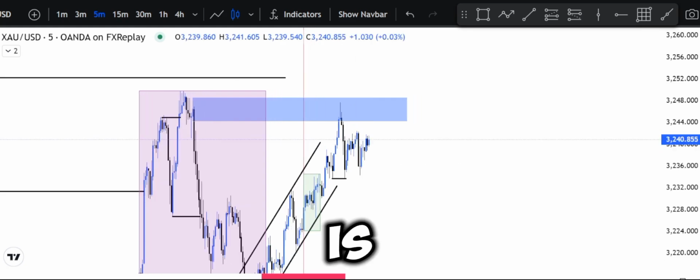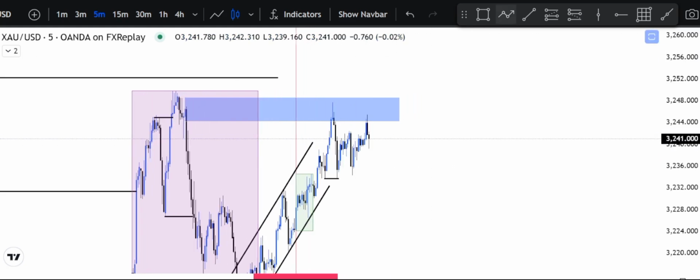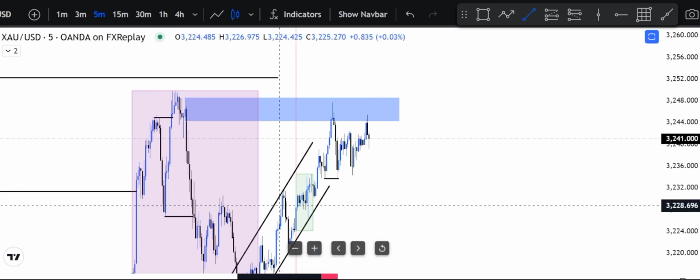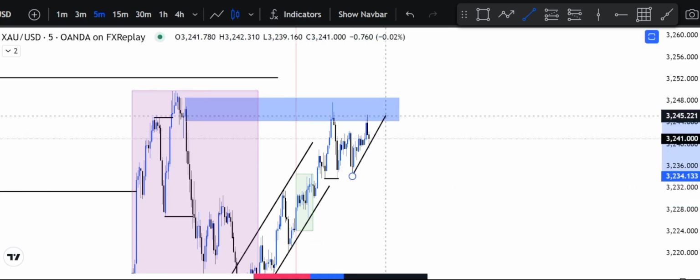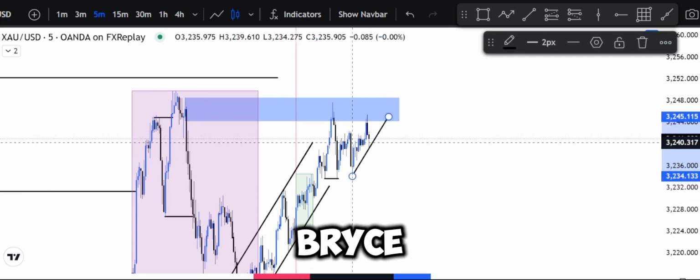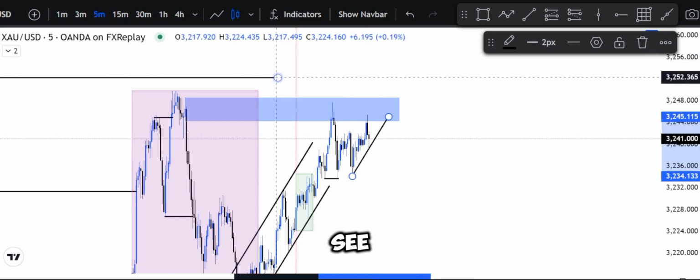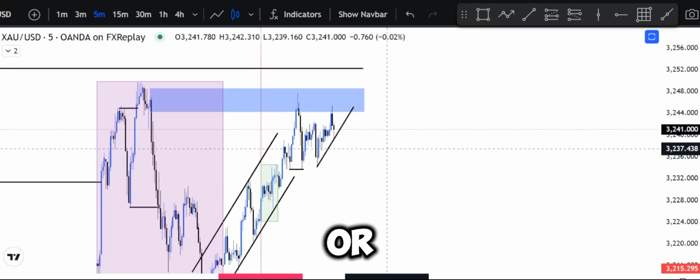It looks like price is building up. Price is clearly building up. Let's see if it induces here or just induces this high.